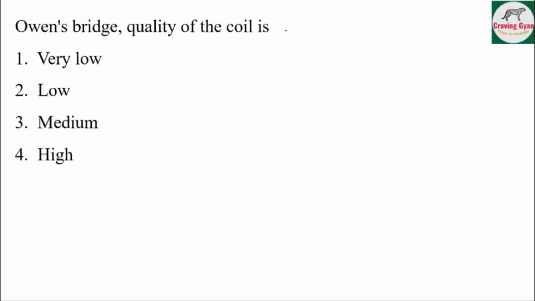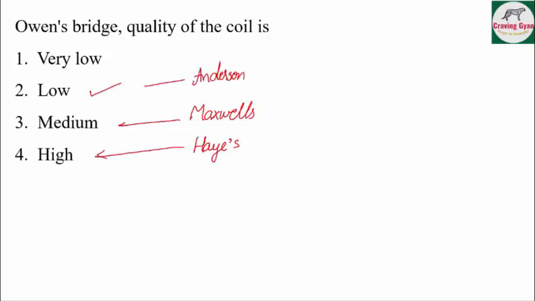Owen's bridge, quality of the coil is low. If I am talking about Maxwell's bridge, the quality of the coil is medium. If I am talking about Hay's bridge, quality is high. If I am talking about Anderson bridge, then also the quality of the coil is low. So for Owen's bridge as well as Anderson bridge, quality of the coil will be low. So the suitable option is option 2.